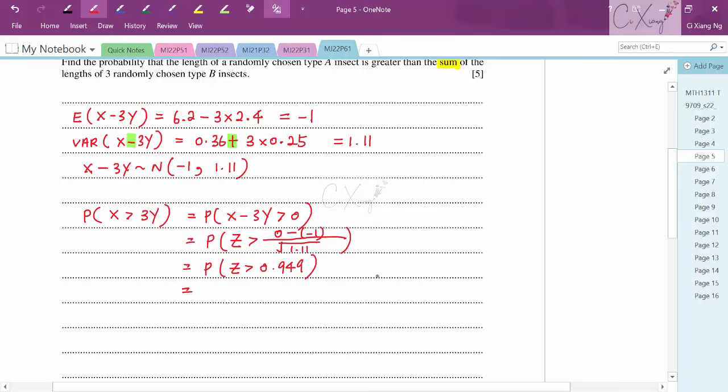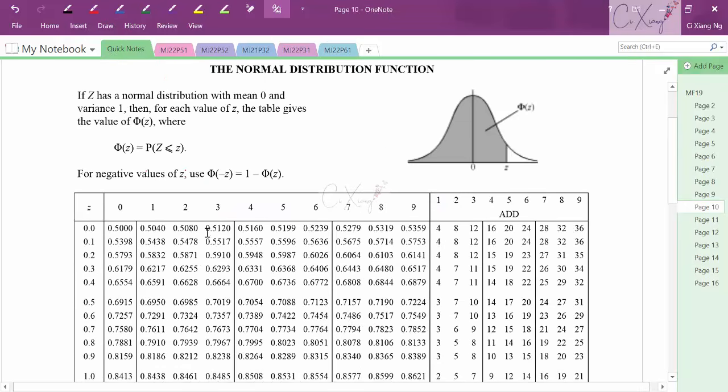Okay, so z greater than 0.949. Generally, I want to find out this area. This is the area that we want to find out, and this is z equals 0.949. From the normal distribution table, we will actually get the value that's smaller than the particular number. Therefore, to get the area, you have to take 1 minus the value that we get from the normal table. All right, so normal table is 0.949.